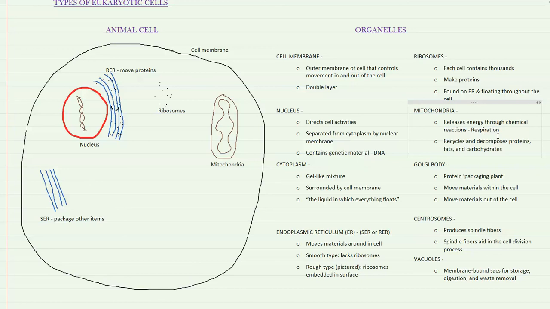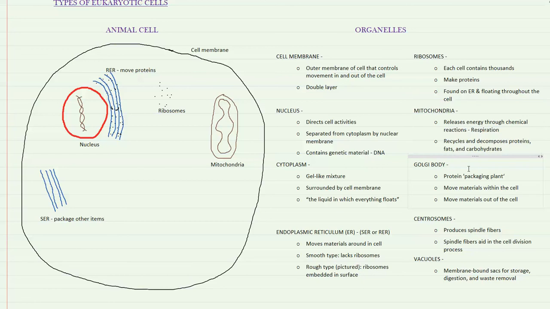Most students would know that. That's very basic Year 8, Year 9 type knowledge. What I want you to now say is that the mitochondria is the site of respiration or the release of energy through chemical reactions. It's quite a multi-use organelle. It can also do things like recycle and decompose proteins, fats and other carbohydrates. It's good at breaking stuff down. Part of that process of breaking down allows for it to release energy.